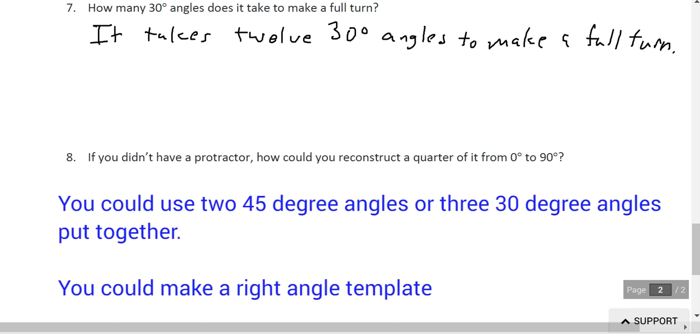All right, after discussing, you could have come up with different answers. But if you didn't have a protractor, you could put two 45-degree angles together or three 30-degree angles together, or you could make a right angle template like you did in our first lesson when we made our right angle templates. All right, so there you go.